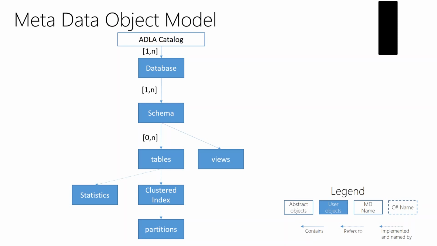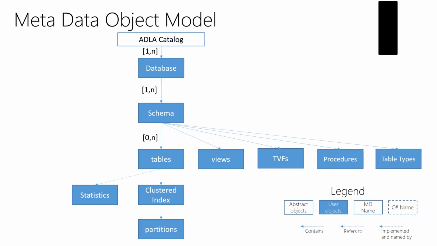Then inside a schema, next to tables, you can have views. You can also have table-valued functions. You can have procedures. And finally, you can also manage table types that you can use in parameters for table-valued functions and procedures. We'll take a quick look at each one of those, either in some demos or as part of the presentation.